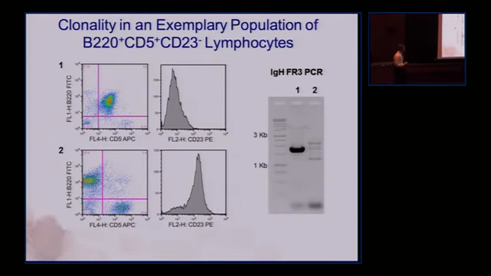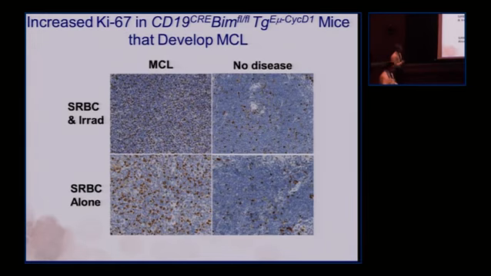So having defined these two groups, we then went back to try to characterize them a little bit further. And so we looked at this B220 positive, CD5 positive population for clonality and found, in this exemplary case, by immunoglobulin heavy chain PCR of the framework 3 region, a clonal band for these, but not for the population that's negative for CD5. We also looked at proliferation markers using Ki67 immunohistochemistry and saw enriched, highly increased proliferation within these mice that developed the disease as opposed to the ones that didn't.